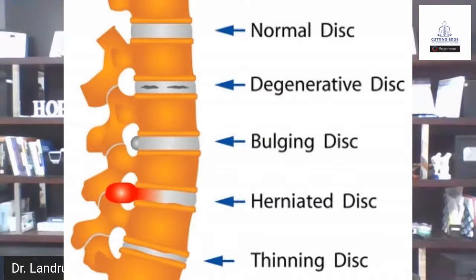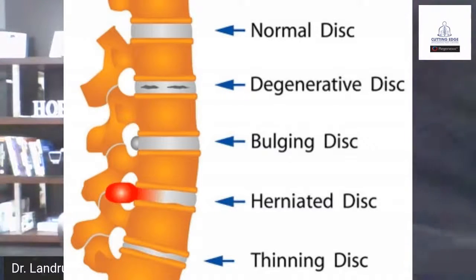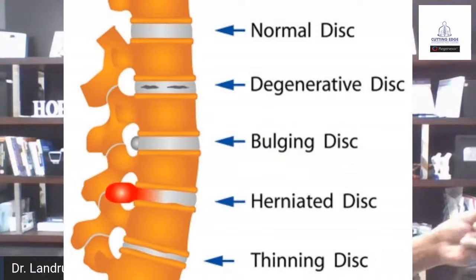So as we explain that element, one of the things that we really want to get into is understanding the difference between a normal disc, a degenerative disc, a bulging disc, and a herniated disc. When we talk about degenerative disc disease, it's different than a bulging disc, it's different than a herniated disc, and it's different than a disc extrusion or herniation.